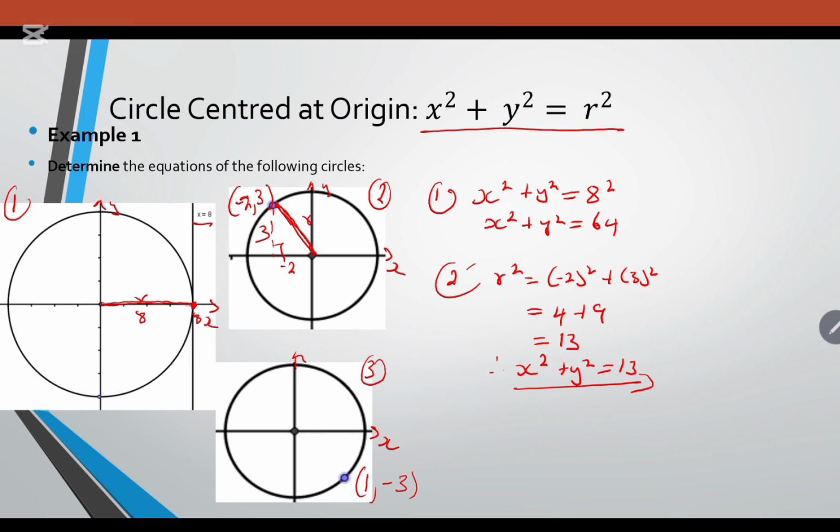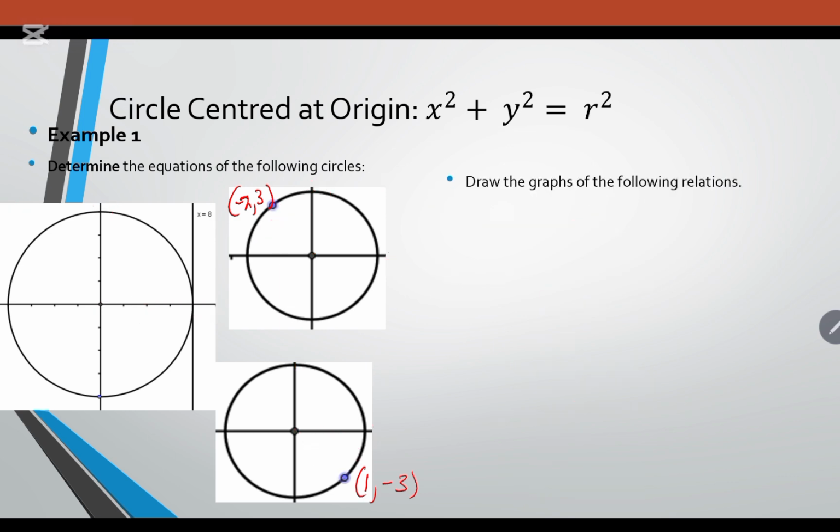Now, when you look at the third circle, we're also given a point. This point is in the third quadrant. We drop a perpendicular on the x-axis. So the horizontal length is 1 and the vertical length is 3. It is negative as it is going in the negative direction. So r squared is equal to 1 squared plus (-3) squared. This is 1 plus 9, and that is 10. So r squared is equal to 10. Therefore, the equation of the circle will be x squared plus y squared is equal to 10. Now these are the equations of these circles.